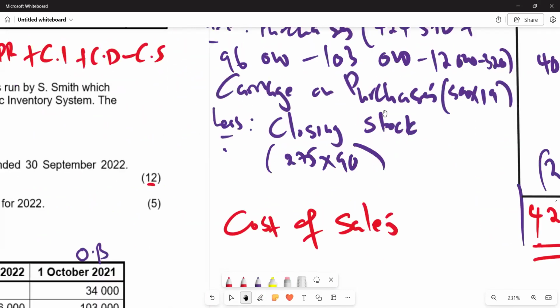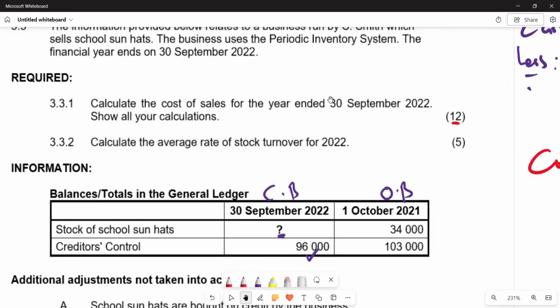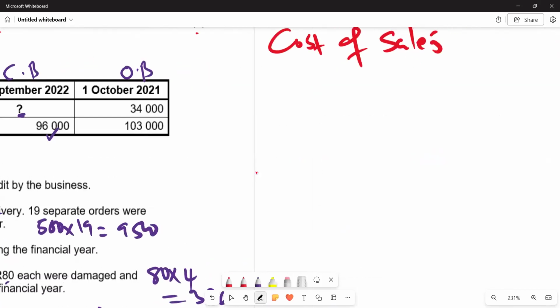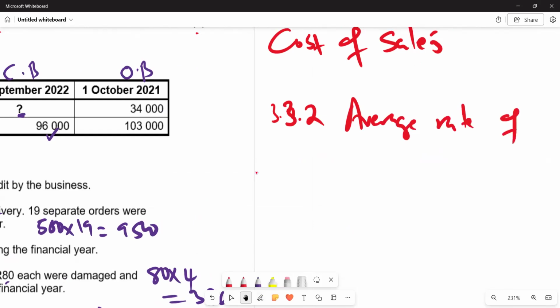So if you come back to our question, we've got the last part of our question, which is saying calculate the average rate of stock turnover for 2022. So we need to put the formula down for calculating average rate of stock turnover, and it has got 5 marks. So 3.3.2, average rate of stock turnover.